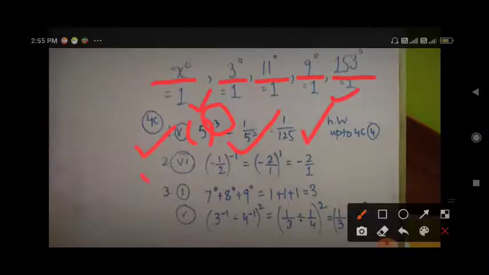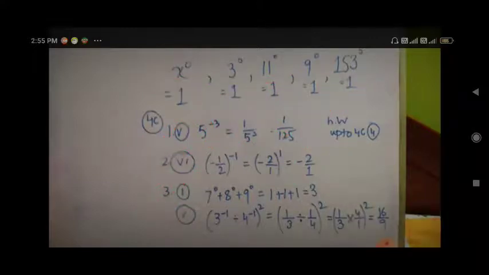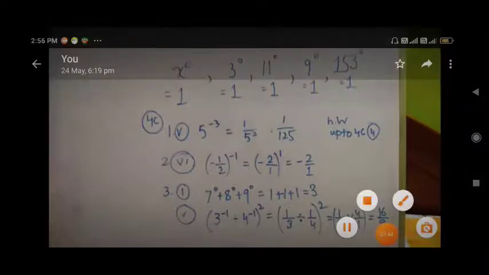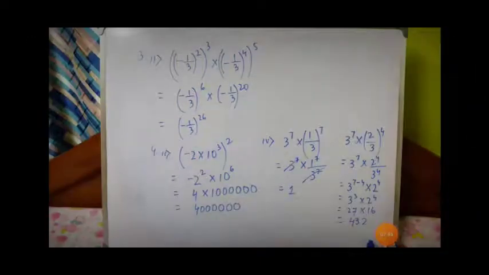Minus 1 upon 2 to the power minus 1, that means minus 2 by 1 to the power plus 1, and we know that anything which has power 1 returns its original value, that means minus 2 upon 1. Same way this math and this math. Here is another math, question number 3-2.